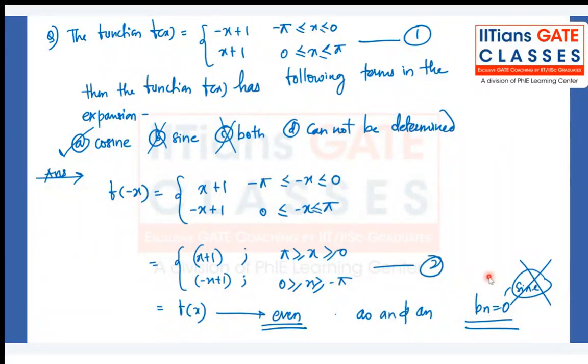If bn is 0, it means in the Fourier series expansion, all the sine terms will be 0. So it will not have sine terms. So option B is wrong. Option C is also wrong. Cannot be determined is also wrong. And hence option A is correct because you do have an present. If an is there, it means cosine terms are there, right? So that's why option A is correct in this case.